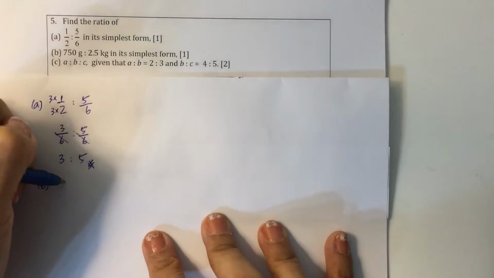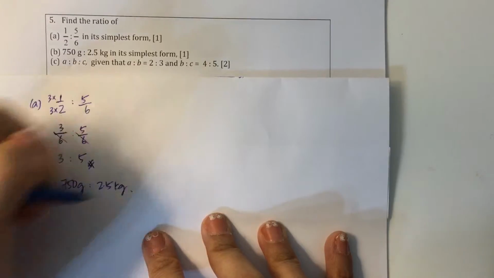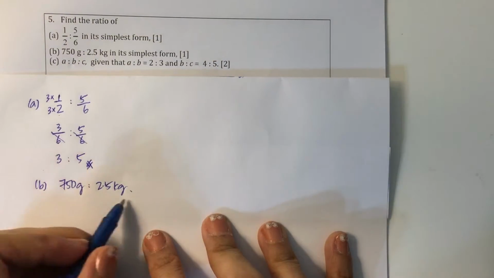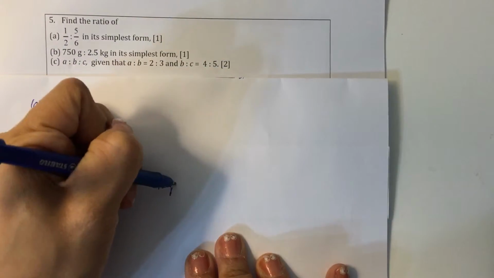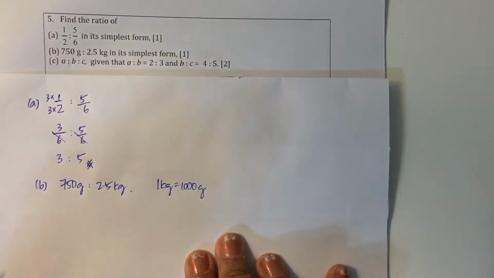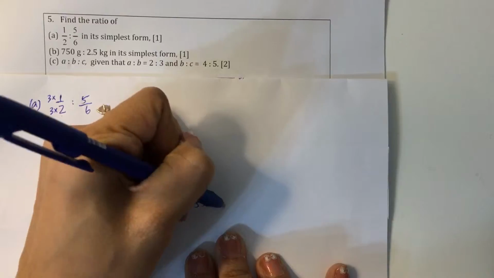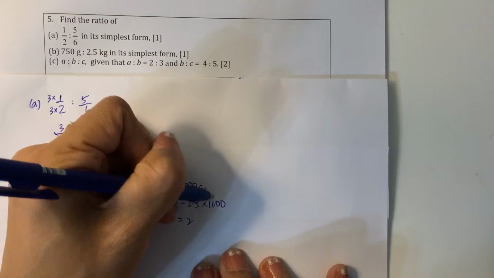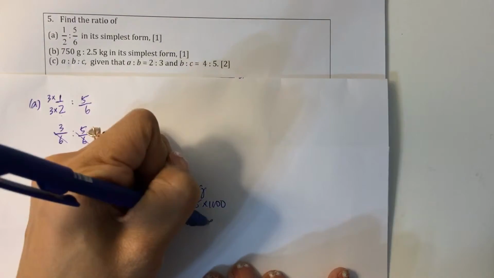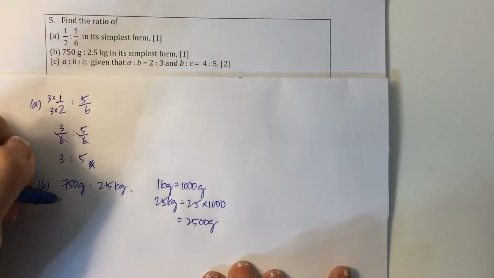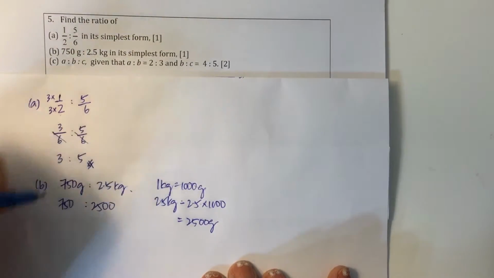Okay, for part B, we are comparing two quantities in different units. So we have to first make sure that they are of the same units first. Since we know that 1 kg is 1000 grams, 2.5 kg will be 2.5 times 1000, which will give us 2500 grams. So now we know that it's 750 is to 2500 grams.